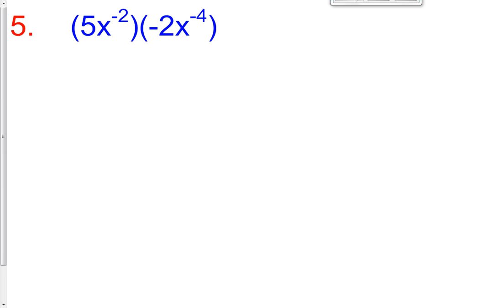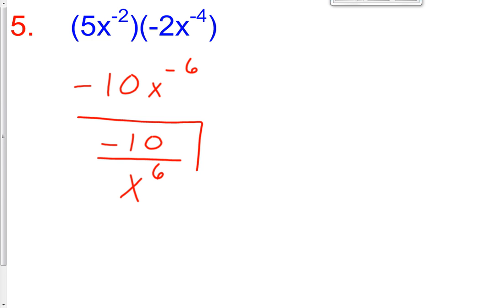Number 5, 5 times negative 2 is negative 10. We're multiplying these two monomials together, and we get x to the negative 6th. So we can't have negative exponents, so bring the x to the negative 6th to the denominator. Negative 10 over x to the positive 6th. That is our answer for problem number 5.